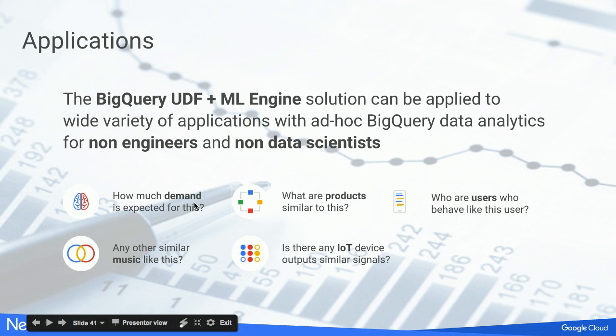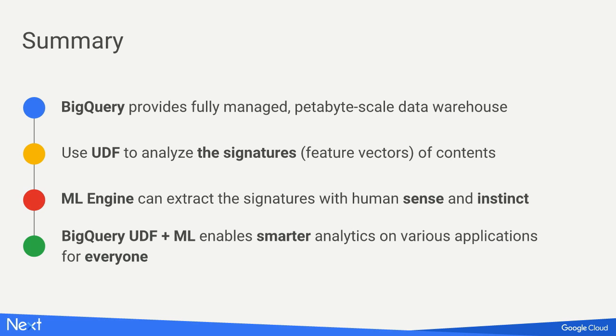So you can apply these technologies for demand forecast, or recommendation for products, or to find who are the users who behave like particular users, like premium users or cheating users or spam users, or to find similar music for recommendation. Or you can even apply the technologies to IoT applications. If you have any target signal data, you can do a similar search on the signals from IoT devices to find defective devices on the IoT platform, or similar use cases.